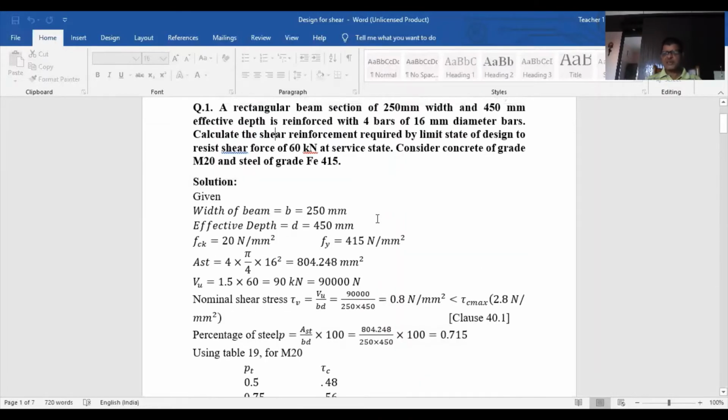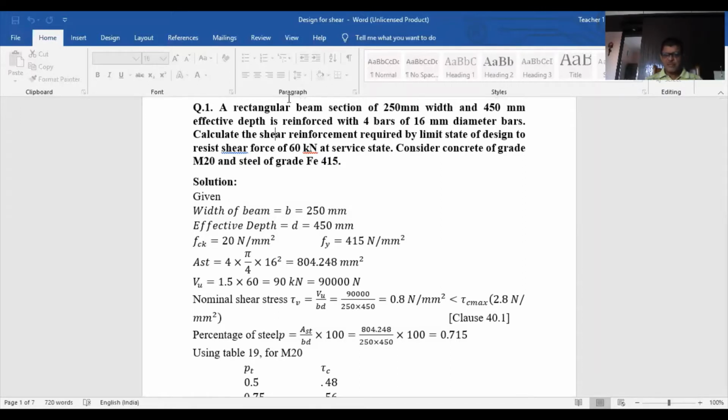And also we have discussed earlier, generally in the beams we use 2-legged 8 mm stirrups, but if required you can go for 4-legged stirrups. The bar size can also be 10 mm and 12 mm. Now let us go to the first problem.